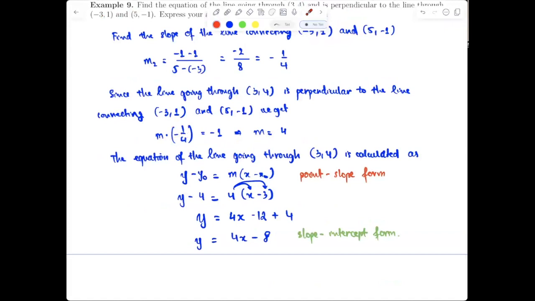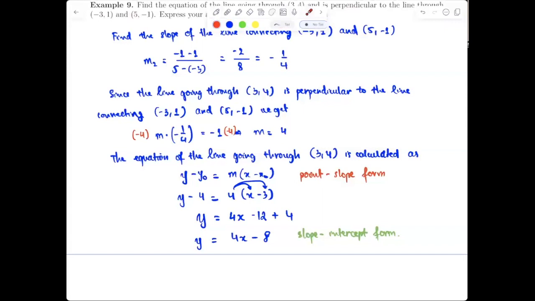Okay. And to solve for m, what you do is you multiply both sides by negative 4. And on the left-hand side, you get m by itself. And on the right-hand side, you get negative 1 times negative 4, and it gives you positive 4.